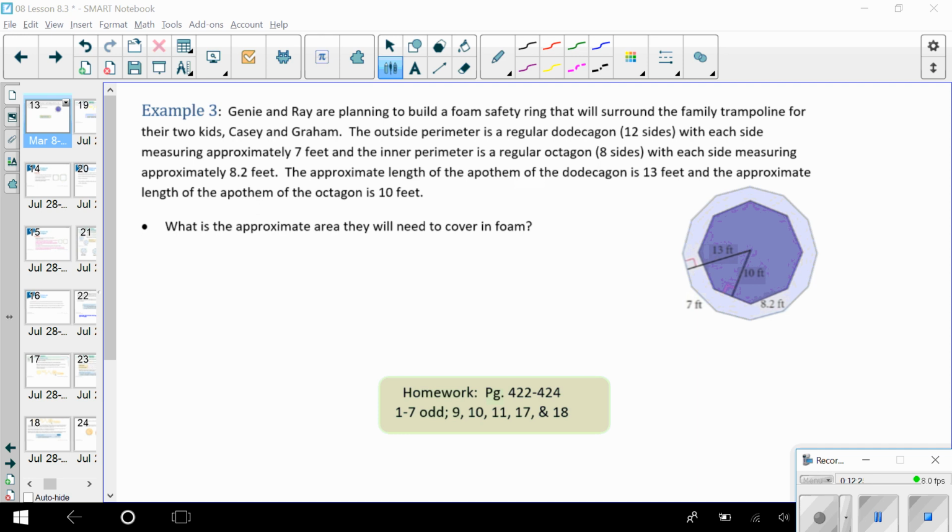So using that conjecture that we just came up with and what you know about area, take a minute to read through this problem. You can pause the video while you do that.